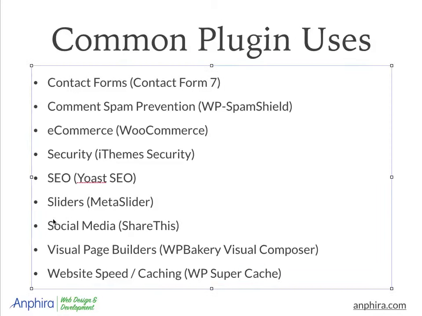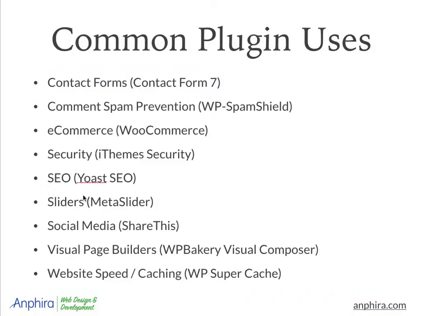Sliders. A common and popular slider is Meta Slider. Social media. Share This is a very popular service. Visual page builders. These allow you to make more complex pages and extend the functionality of your basic WordPress page builder. WP Bakery Visual Composer is the most popular. Website speed and caching. WP Super Cache is very popular. I have a whole video tutorial on WP Bakery Visual Composer, again, on my site.